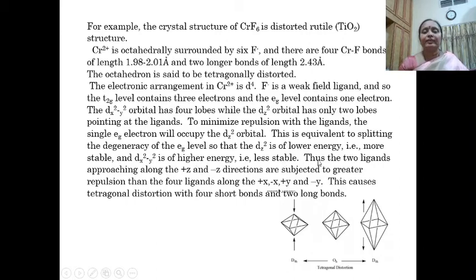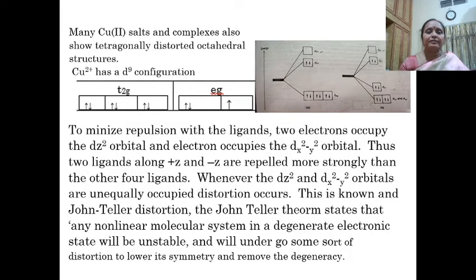dx square minus y square is going to be of higher energy and less stable. Thus, the two ligands approaching along plus z and minus z are subjected to greater repulsion than the 4 ligands approaching from plus x, minus x, plus y, minus y. This causes the tetrahedral distortion with 4 short bonds and 2 long bonds. So this is regarding the tetrahedral distortion in an octahedral complex.